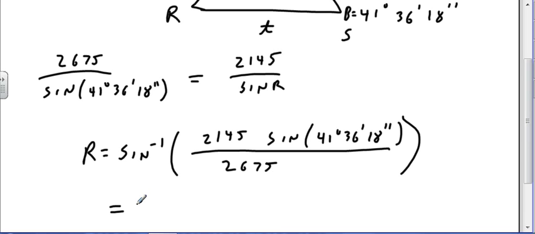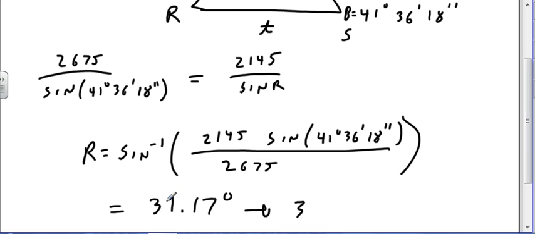Well, it would appear I forgot to take the arc sine of this. Wasn't that brilliant of me? Arc sine of the answer. Alright, so I got 32.17 degrees, which I'm going to change to degrees, minutes, and seconds.